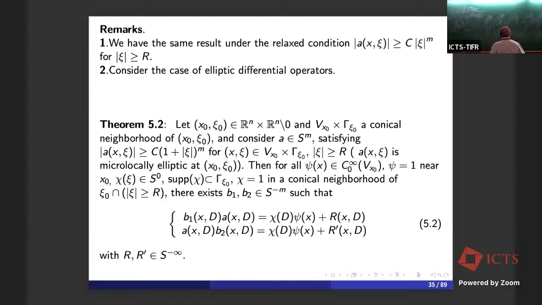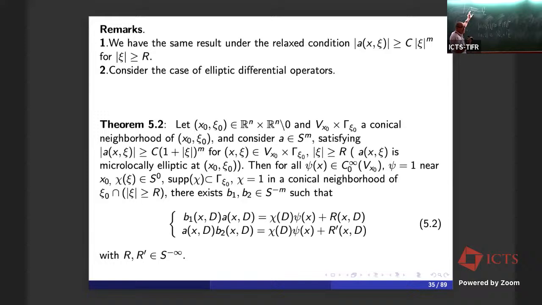Gamma xi0. You have this estimate. You can assume that you can replace xi by xi plus 1 to the power n. It's exactly the same, for xi larger than some constant r. X is here, and xi is here. Not more, not more. Okay?